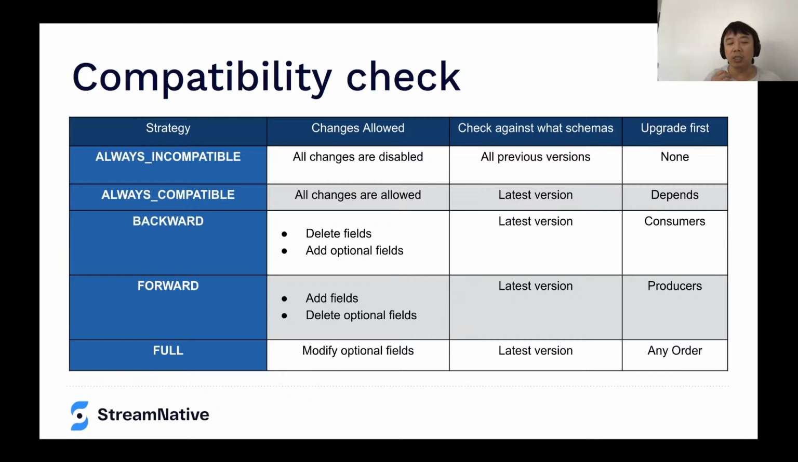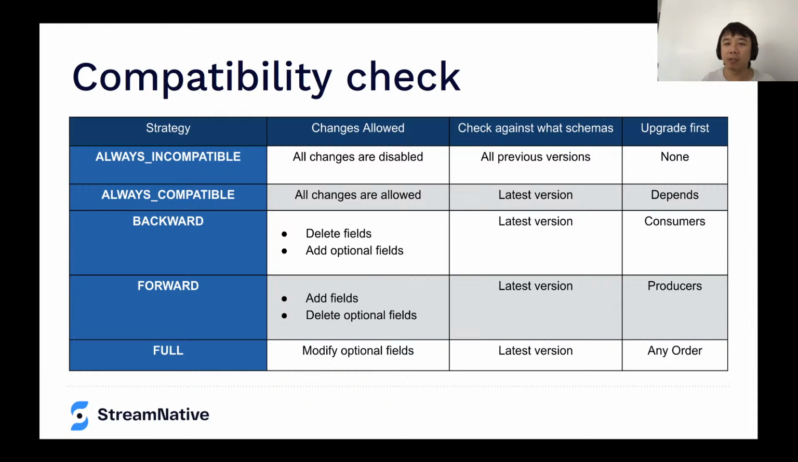In terms of this compatibility check, there are three indicators that you need to understand. The first is what kind of changes are allowed. Backward: you can delete fields and add optional fields. For forward, you can add fields and delete optional fields. And for full, basically everything should be optional, and you shouldn't change types between schemas for the same field.